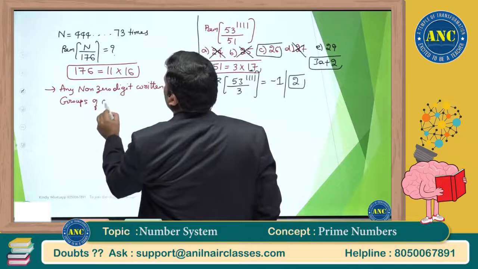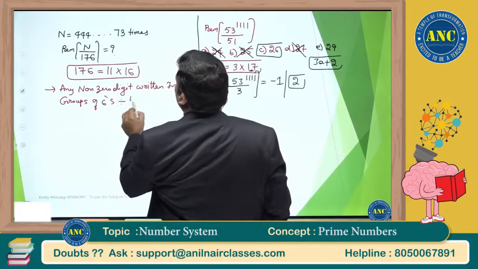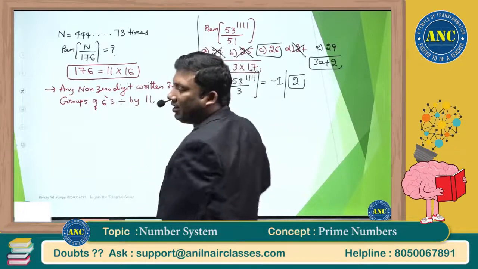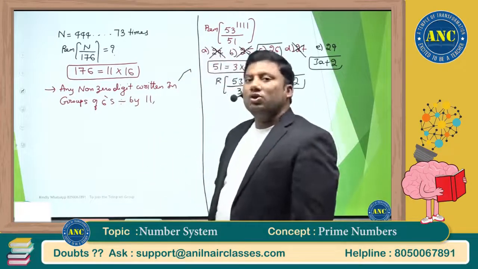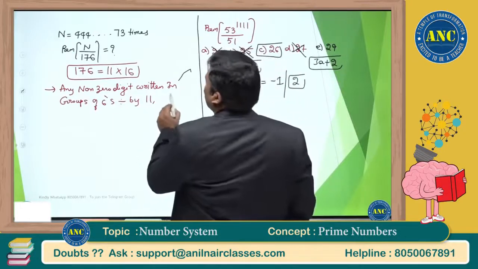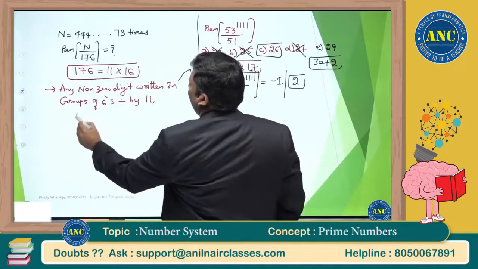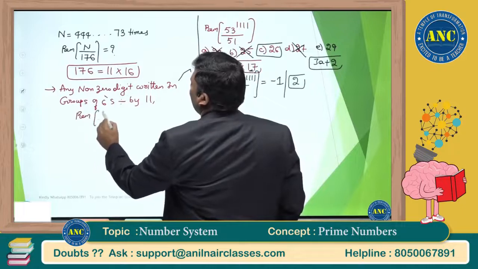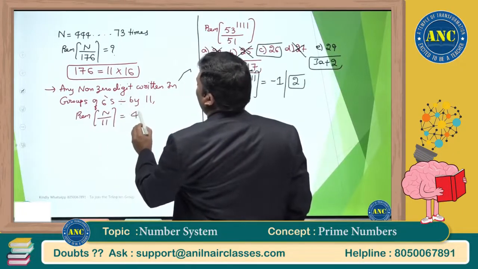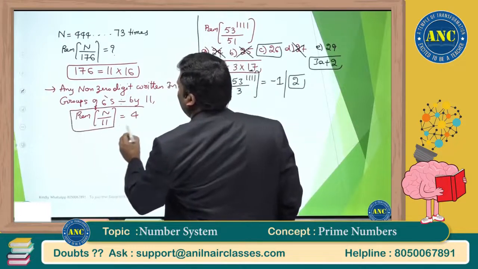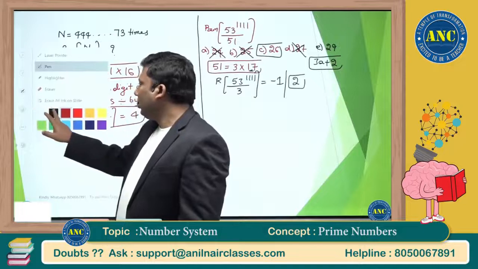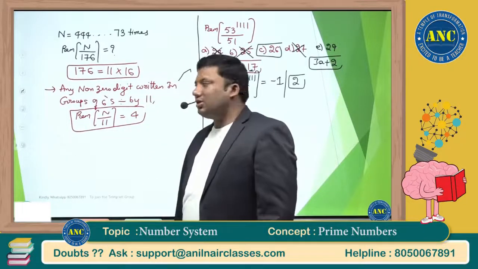The number is always divisible by not only 7 and 13, but also by 11. 6 times it is 0, 12 times it is 0, 72 times it is 0. So with 11, if I divide this number by 11, what will be the remainder? 72 times it is 0, and one more 4 will be there. The remainder when n is divided by 11 is 4.